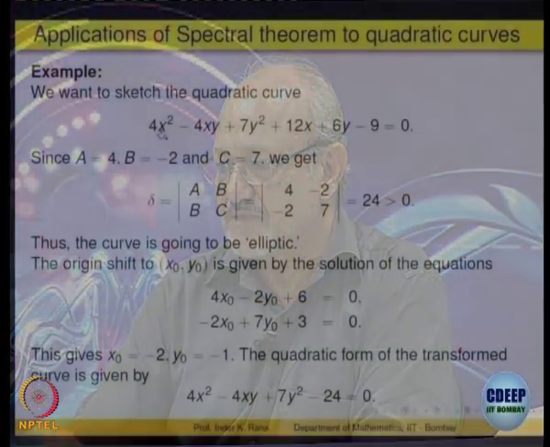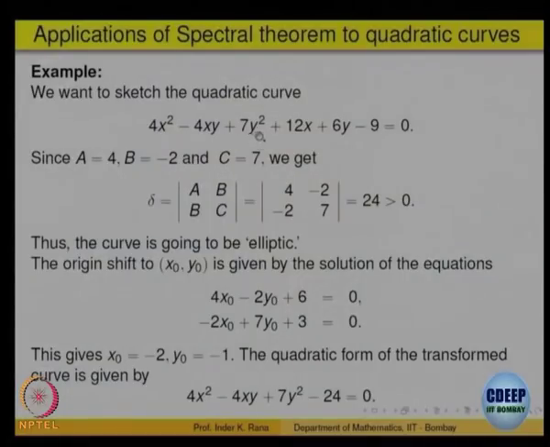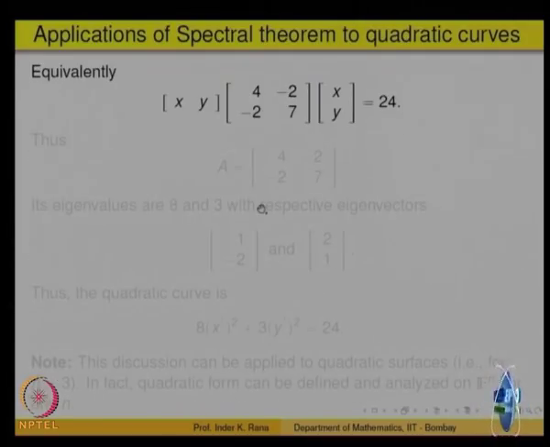So, for the rotation, what is the canonical form of this? 4x² − 4xy + 7y², and once you change that, it comes out to be 24 equal to 0, that is h. So what is the matrix for this now? This is A, this is 2b, and that is equal to C. So write down the matrix. So, that is the matrix.